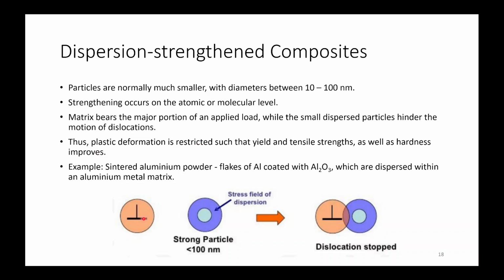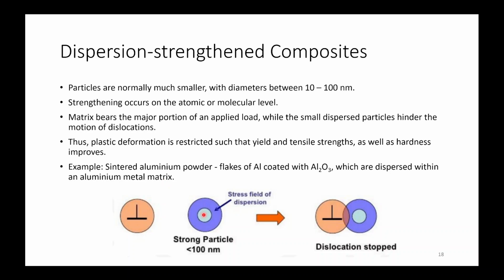These dislocations provide plastic deformation, so yield and tensile strengths as well as hardness improve because of this restricted plastic deformation. An example is sintered alumina powder: flakes of aluminium coated with alumina, which are dispersed within an aluminium metal matrix. In this case, this light blue part is a ceramic or some strong particle.